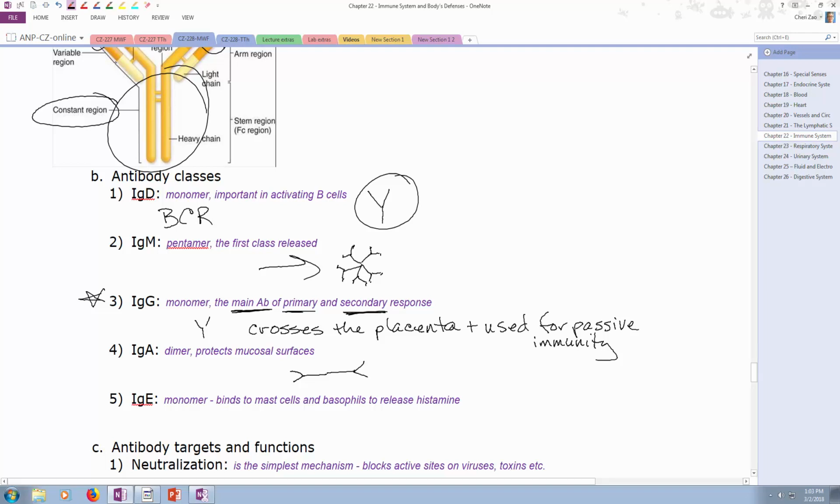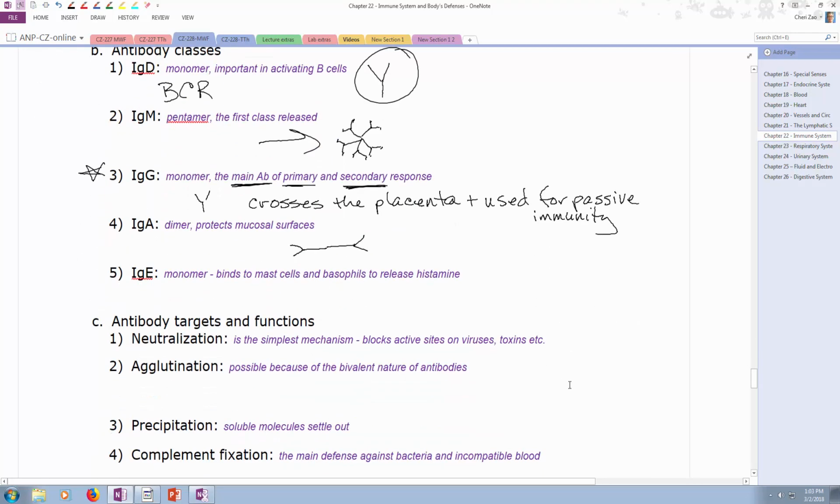IgE, that's a really sad one. It's too bad that we actually produced this guy. Again, it's a monomer, and it unfortunately will bind to mast cells and basophils, and whenever we get activation of mast cells and basophils, it's because we have unfortunate binding of the allergen to this thing, and we'll have degranulation with the release of histamine and, of course, some heparin whenever that occurs.